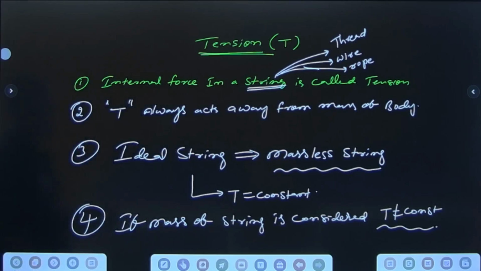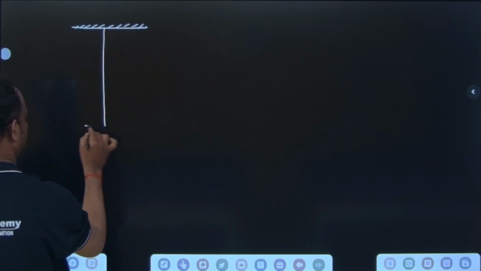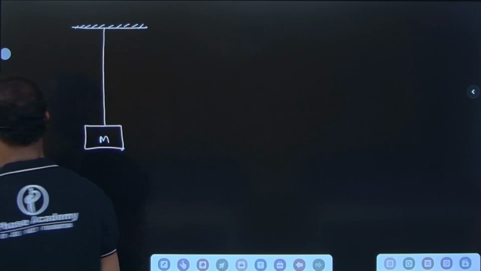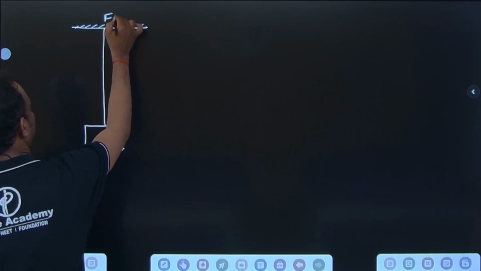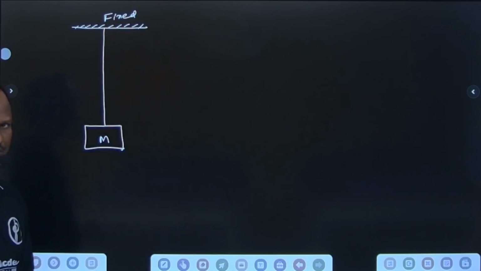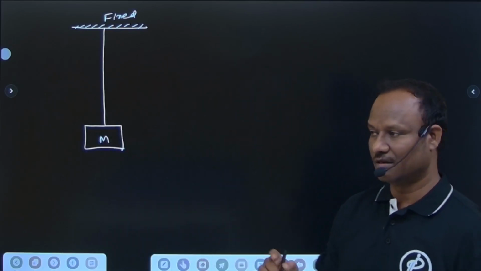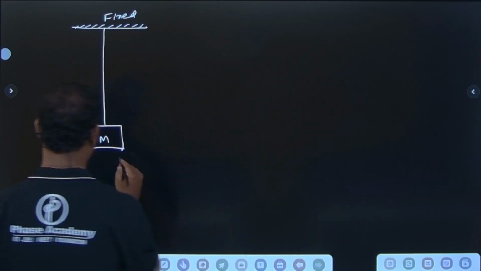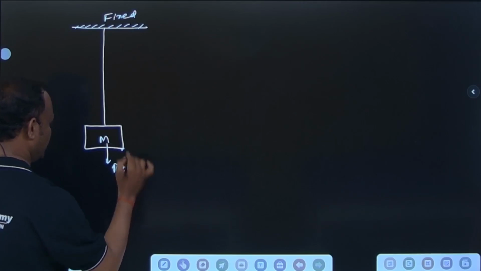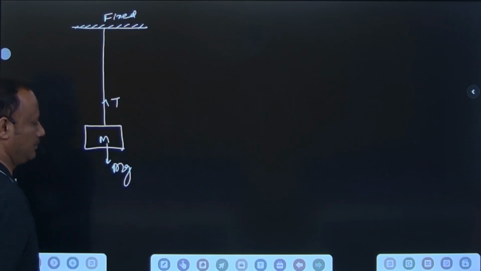Just let me give a simple example for this. Take a body. This is the fixed position. A string is connected. Its mass is M. So again we are coming to the free body diagram. But before this, what type of forces are acting? This is a string which is ideal. Its weight is mg. Tension always should act away from the mass of the body.